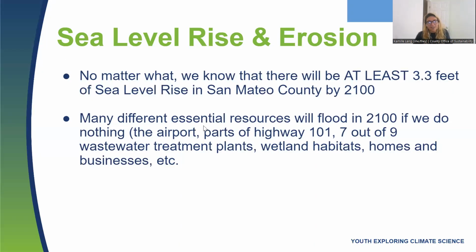All right, so the two facts I want you to take away from that last slide are, no matter what, we know that there will be at least 3.3 feet of sea level rise in San Mateo County by the year 2100, and many different essential resources will flood by the year 2100 if we do nothing, like the airport, parts of Highway 101, some of the wastewater treatment plants in the area, wetlands, homes, and businesses, some schools and hospitals, and other infrastructure that we need. So knowing that that's the amount of sea level rise, we know we can also see what might flood.